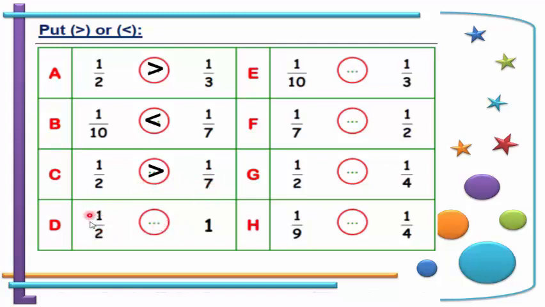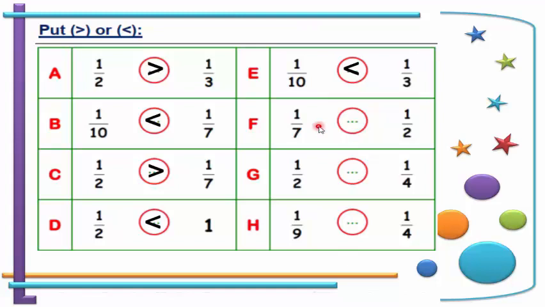Now we have half and 1. We know that 1 equals 2 over 2, 2 halves. So 1 half is less than 1. 1 over 10 and 1 over 3. Who is the greatest? Excellent. The smallest denominator is the greatest fraction. So 1 over 10 is less than 1 over 3.